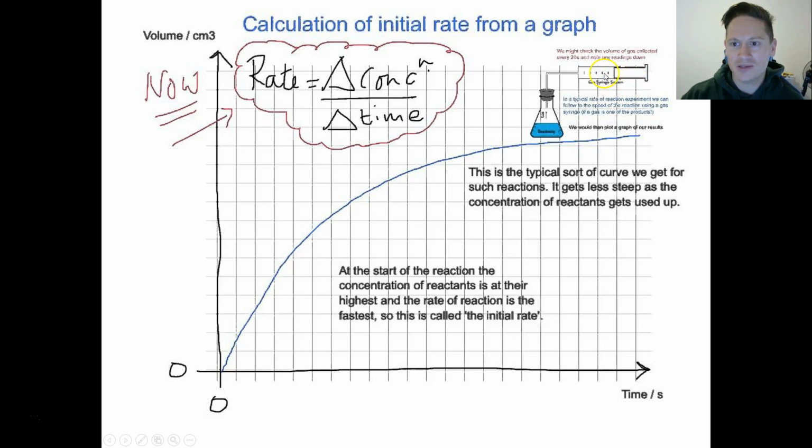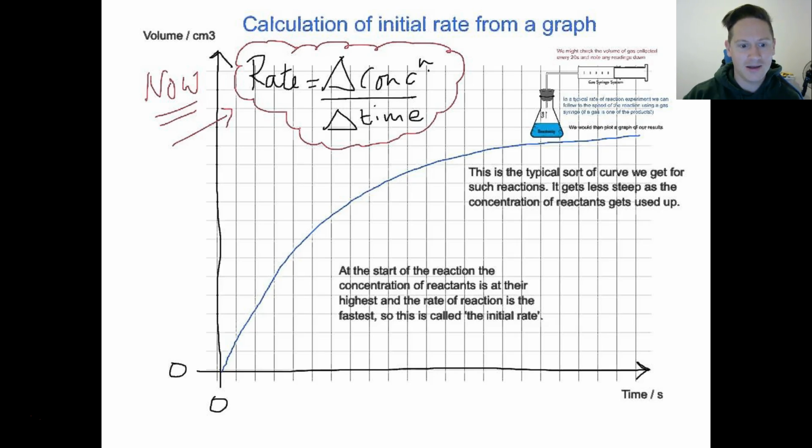So the syringe is going to expand based on the volume of gas that's in there, and that's going to be recorded. And by doing that we can plot a very rough graph here, but the shape is what we're really looking at. On the y-axis, we've got the volume of gas produced in centimeters cubed, and we've got the time.